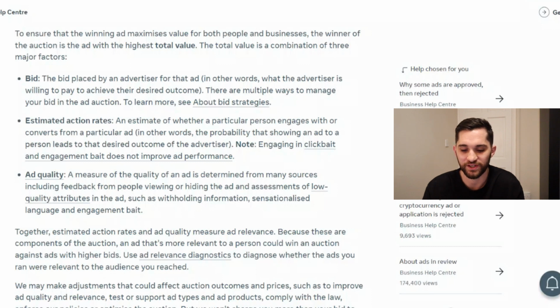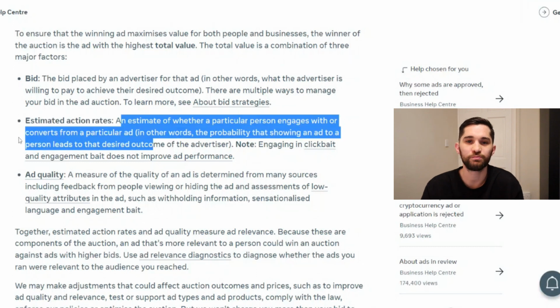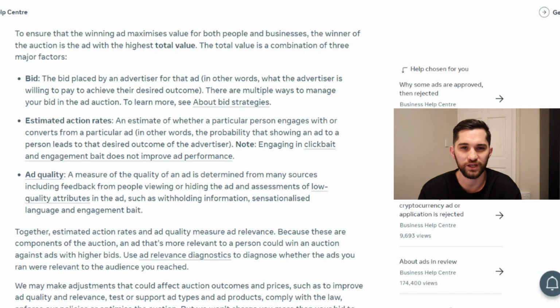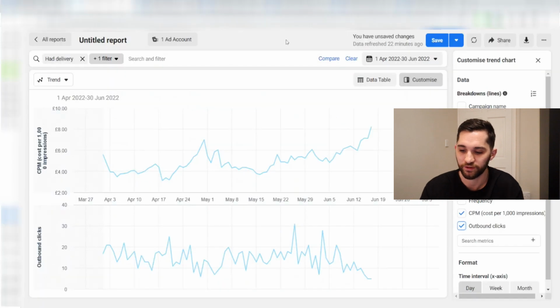So this is estimated action rates. Facebook, basically, to summarize this paragraph, will determine how likely they think an audience that is being bid for is to click on your ad and then go and convert. So if your CPM, your cost per 1,000 impressions, is increasing, it also means, as you can see from this chart on the bottom, that the number of people that you reach will be less. Therefore, the number of people who click on your ad will be less. So you can see this at the bottom here for outbound clicks. You can see as the CPM goes up, the outbound clicks go down.